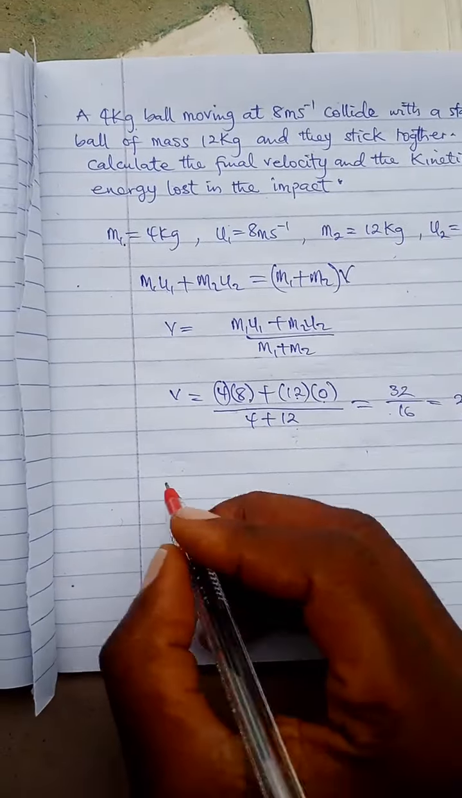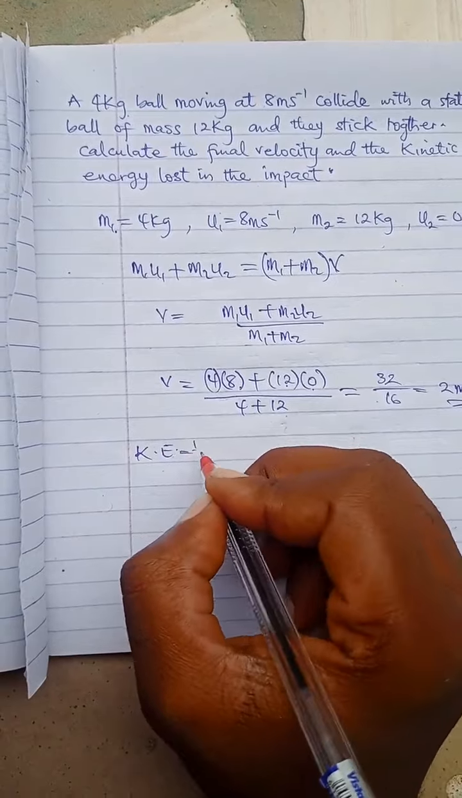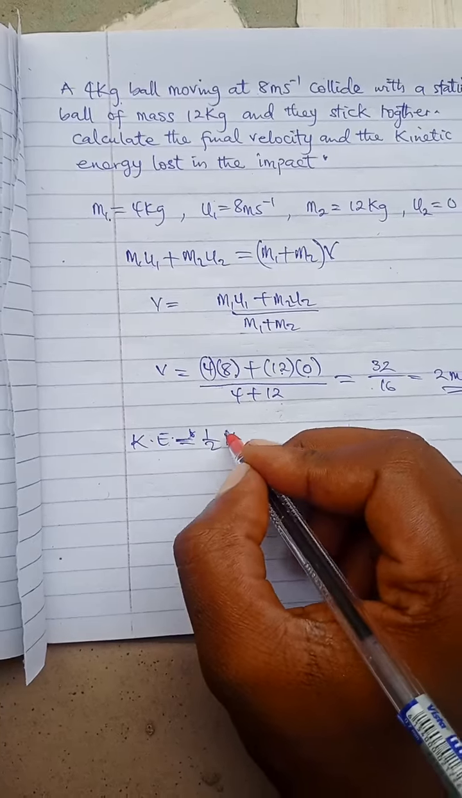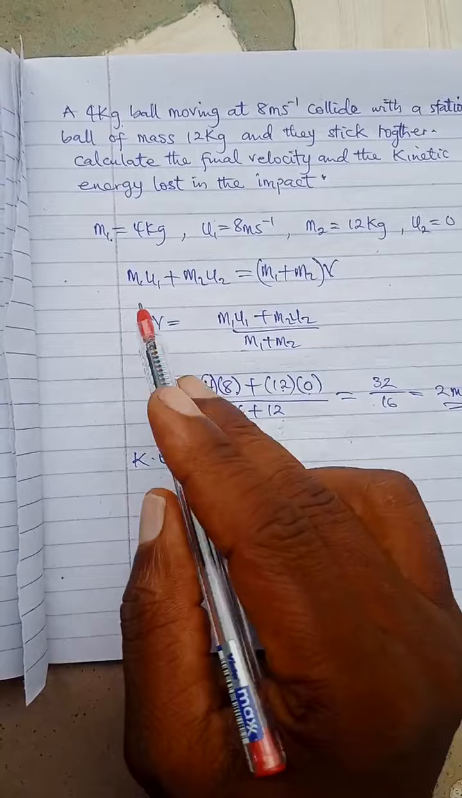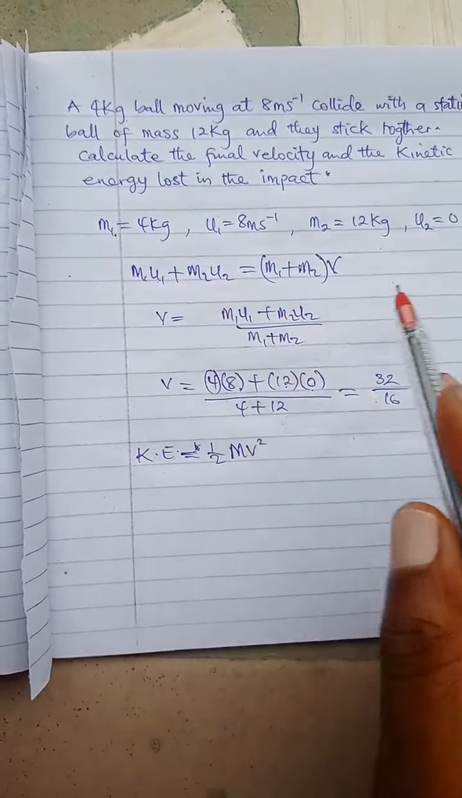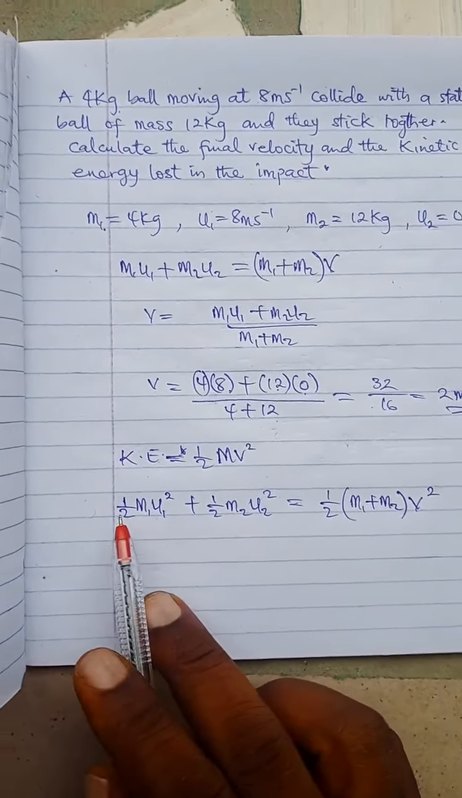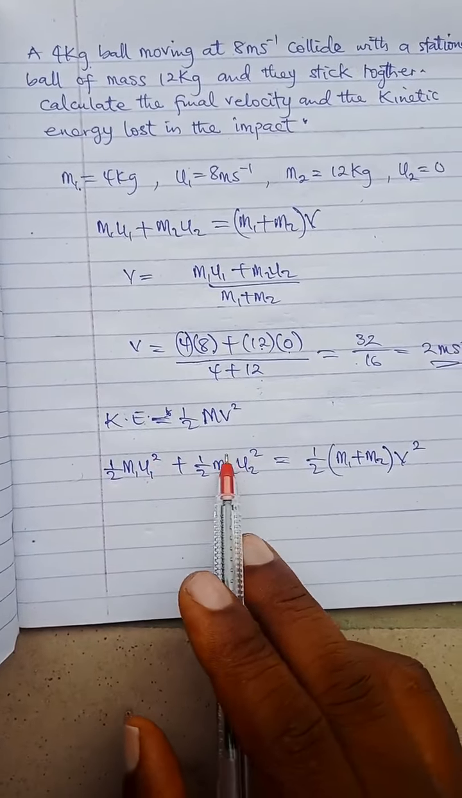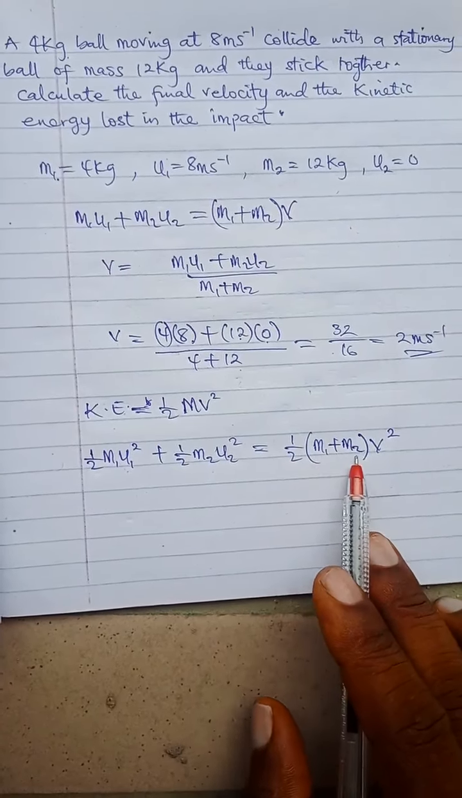The formula for kinetic energy is half mv squared. That's the formula. We can rewrite this with this pattern, and if we rewrite it, we'll have half m1 u1 squared plus half m2 u2 squared equal to half m1 plus m2 then v squared.